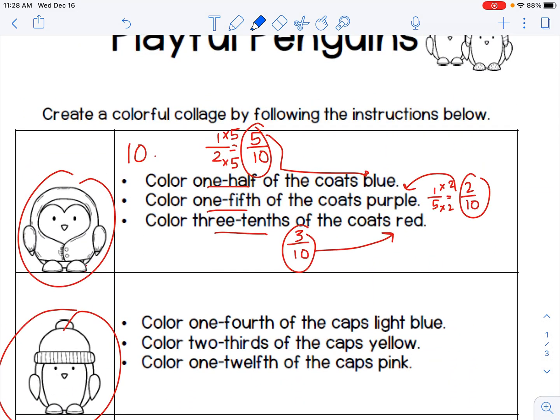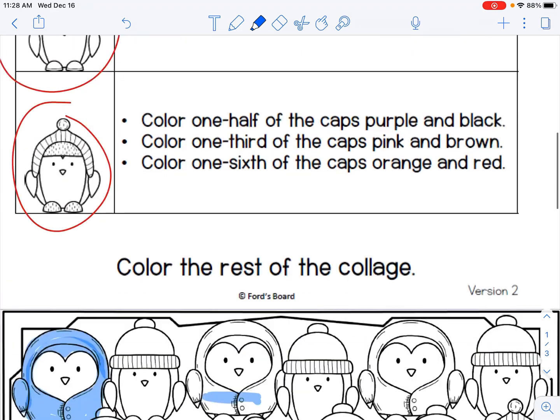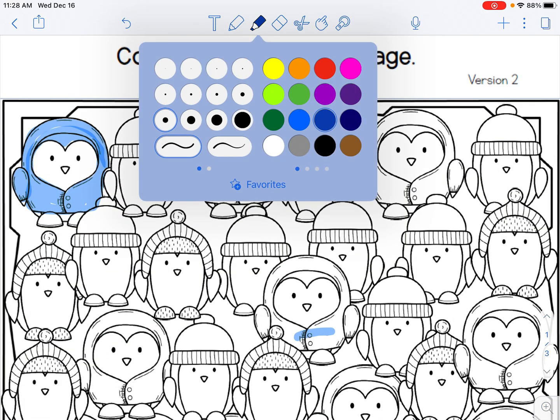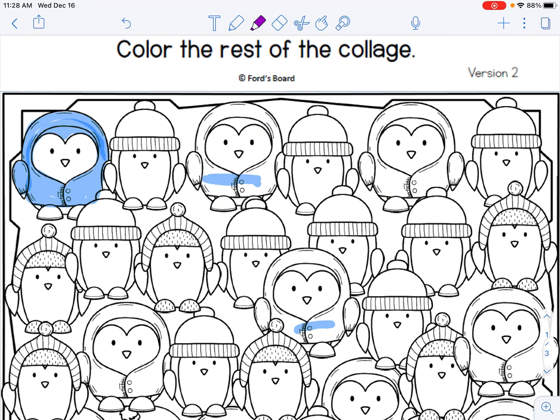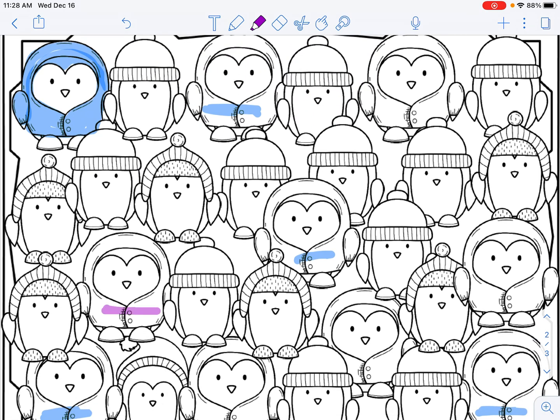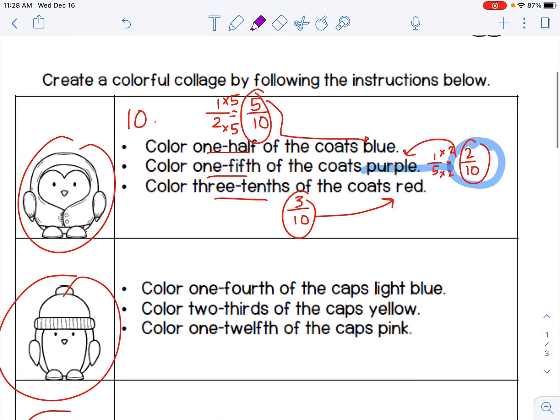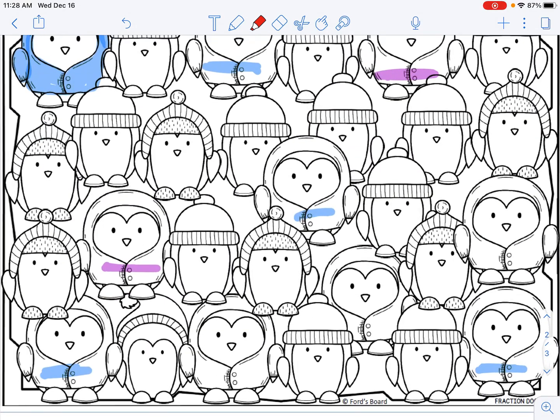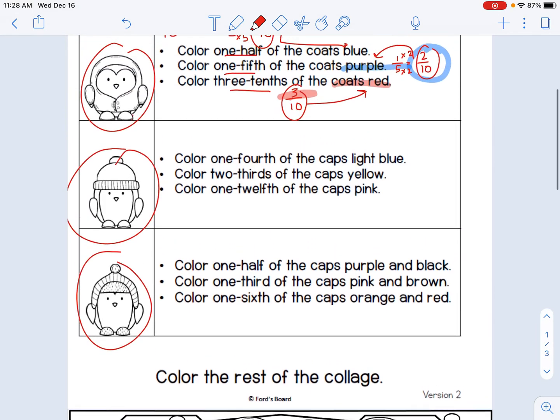Next we need to color in 2 of them purple. Let's go down and pick 2 in purple. We'll do this one purple and this one purple. And then lastly, we have 3/10 that need to be red. So the last 3 will be red. 1, 2, 3. And then you will do the exact same thing with the other 2.